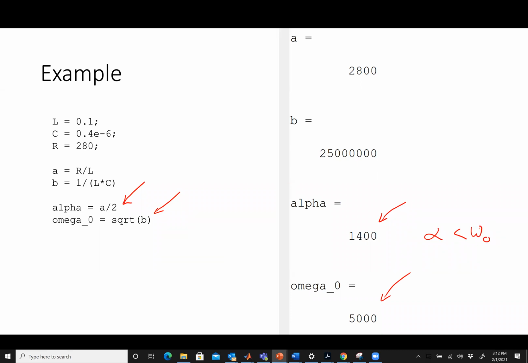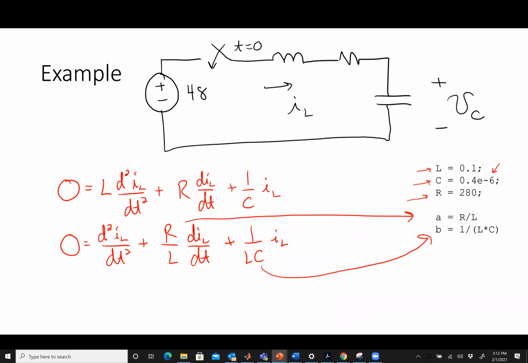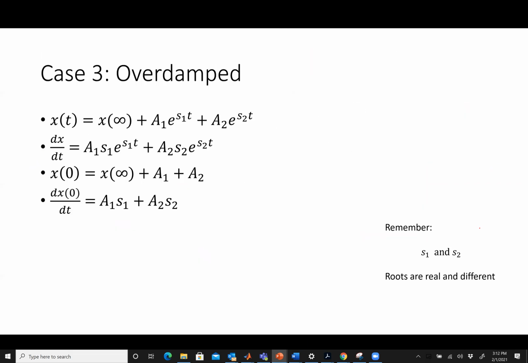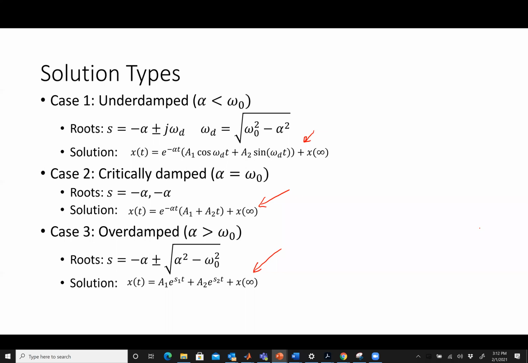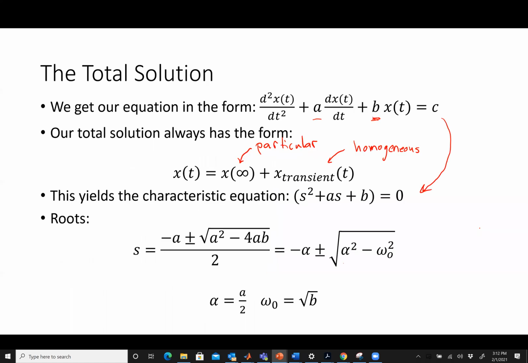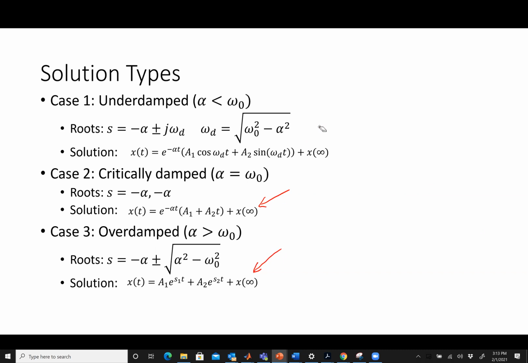So which case do I have? Alpha is less than omega naught, so it's underdamped. Going back to the forms: underdamped is alpha less than omega naught, overdamped is alpha greater than omega naught. The reason I look at it this way is that when alpha is less than omega naught, I get a negative sign under that radical, and that's when I get the cosine stuff. So this is the underdamped case that I've got here.